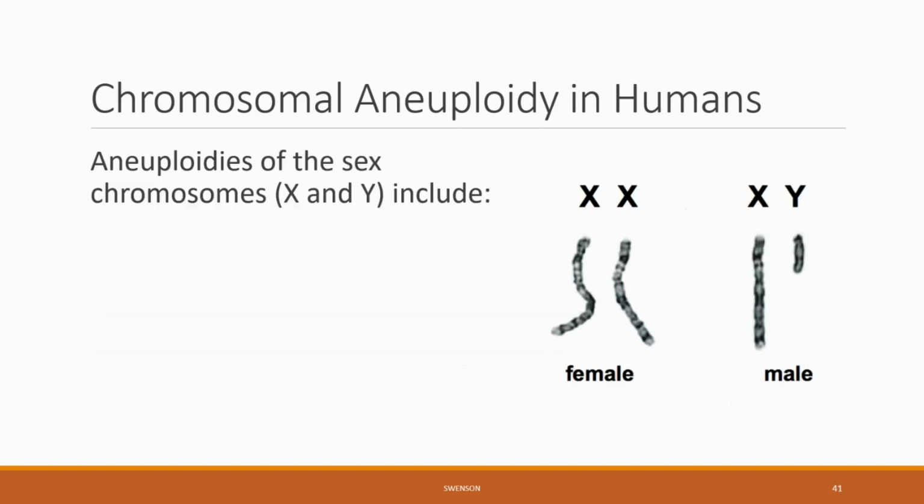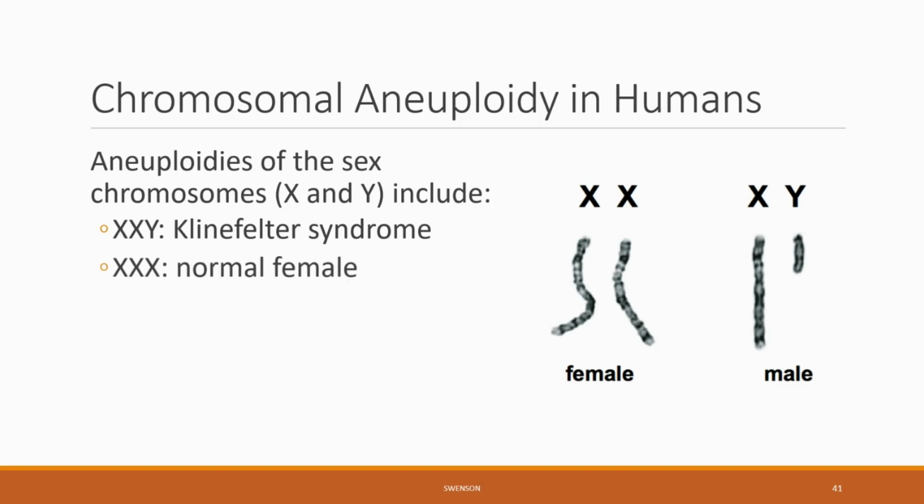Aneuploidies of the sex chromosomes X and Y include Klinefelter syndrome, where the sex chromosomes are XXY and results in less body hair, poor muscle development, greater height, poor coordination, abnormal breast growth, and speech and reading difficulties.